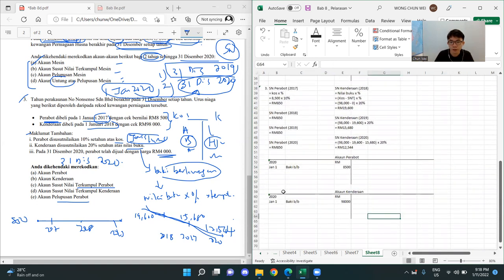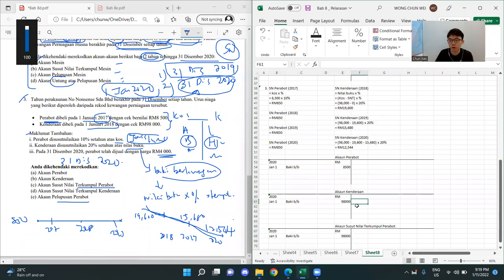Right? After that, next will be your account susut nilai terkumpul perabot. Now, you have to know for susut nilai terkumpul perabot, it is on where? The credit side. The baki BB is on the credit side. So January 1, baki BB.